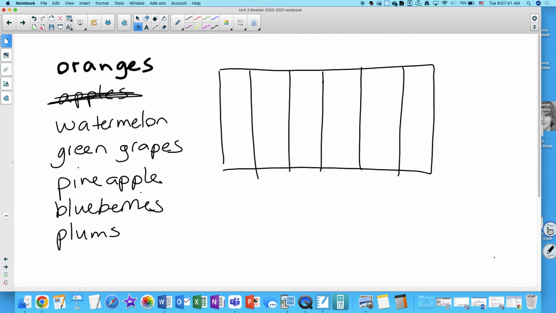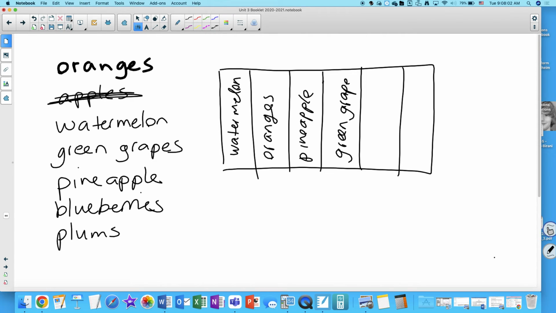So you would go watermelon, you would do oranges, pineapple, and then green grapes, or maybe kiwi. That would be good. And then blueberries. And then plums. So this just makes me happy. This is what I would do.